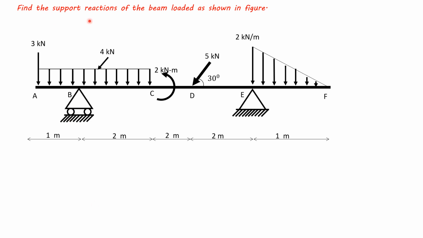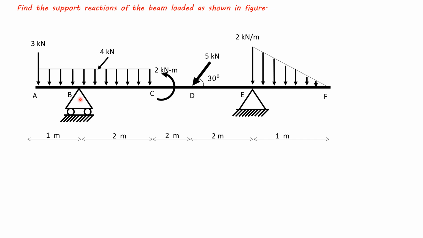Find the support reactions of the beam loaded as shown in figure. This is rectangular loading, this is triangular loading, this is inclined loading, this is point load, and this is an anti-clockwise couple of 2 kilonewton meter.